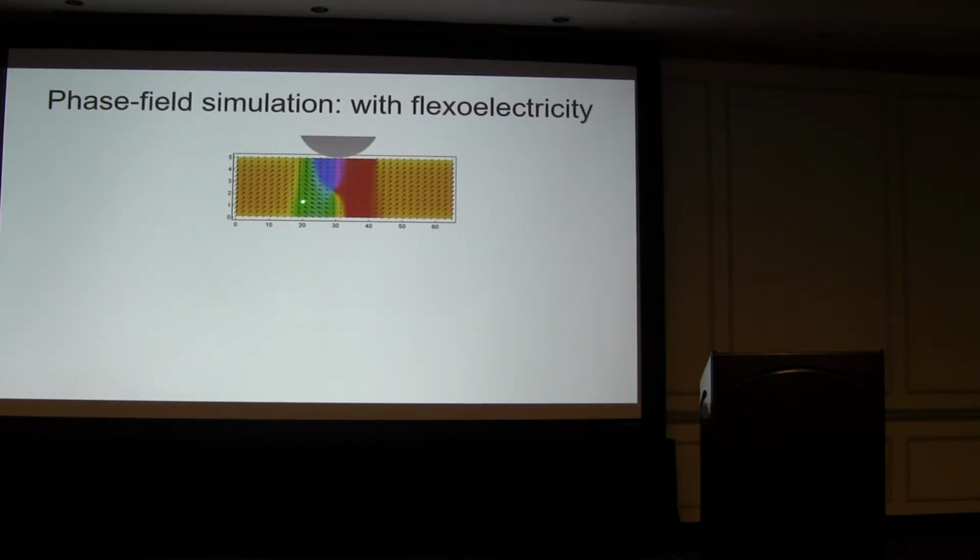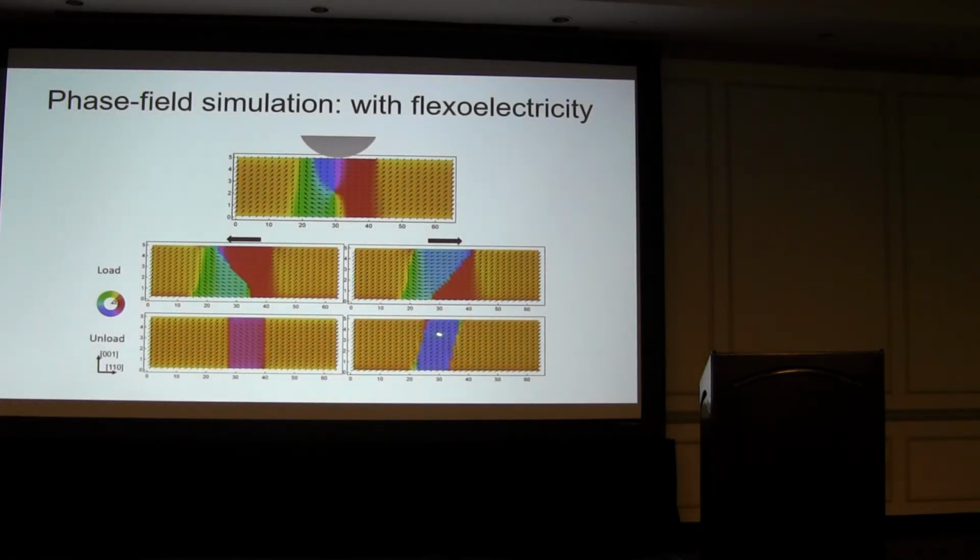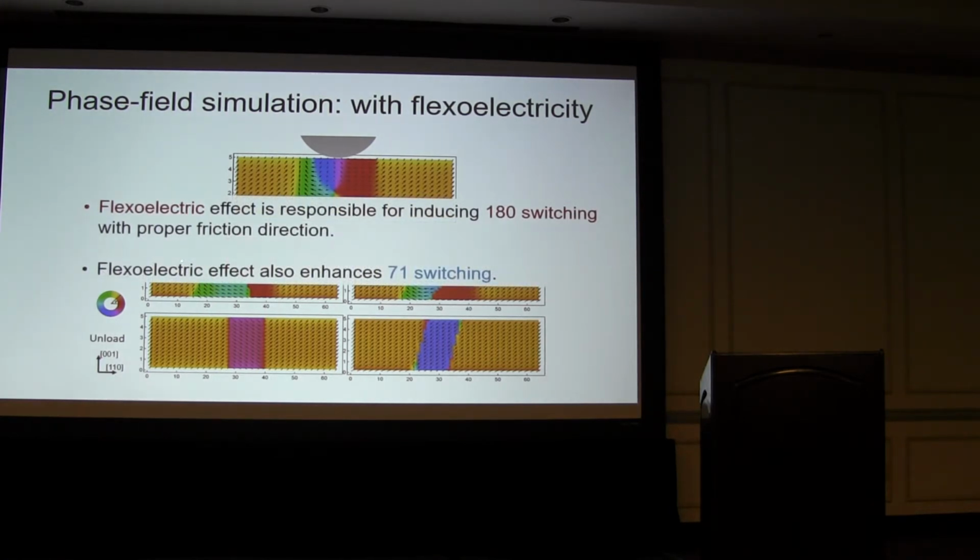And when it is considered, because of the flexo field, it will significantly change the direction of the polarization under the tip. And after we consider the frictional force, it will achieve 180-degree switching to the right side, and to the left side is a 71-degree switching. And after the tip is removed, we can find a stable 180-degree domain, and in this case, the 71-degree domains. And we can see that the flexoelectric effect is responsible for the observed 180-degree switching in experiments when the frictional force is to the right side. And also, the flexoelectric effect enhances 71-degree switching because this switched region is larger than the previous case without flexoelectric effect.